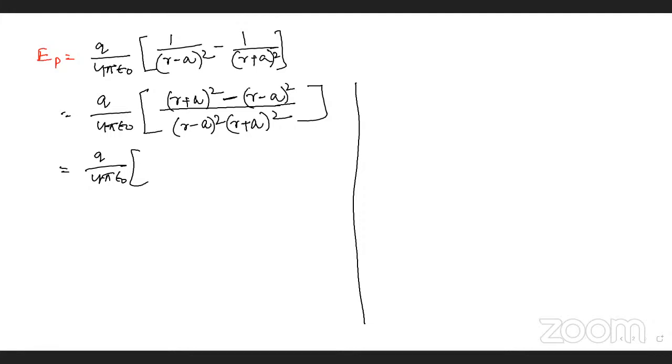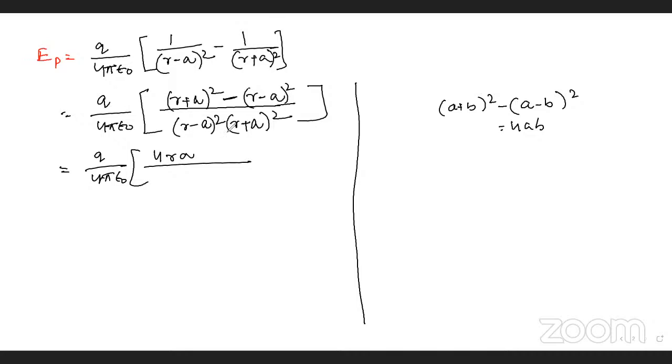The numerator is r square plus a square plus 2ra, minus r square plus a square minus 2ra. These cancel out, and it will be 4ra. (a plus b) whole square minus (a minus b) whole square is 4ab, so here it will be 4ra.